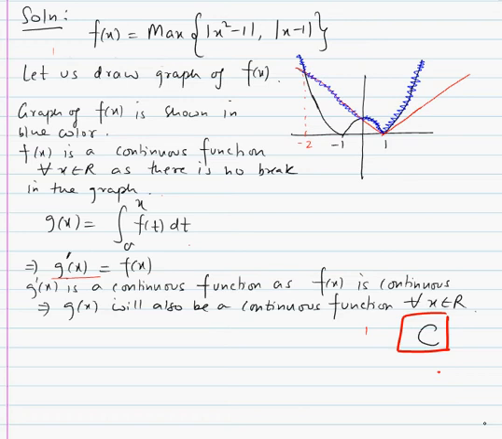This is question number 49, test series 6 paper 1. Now this is similar to question number 47, where the type of function given was the same. Now we have to find f(x). f(x) is the maximum of |x² − 1| and |x − 1|.